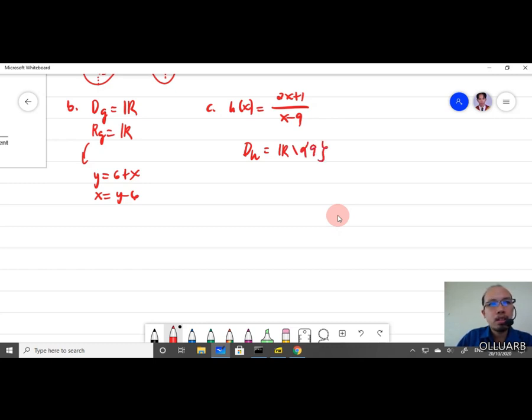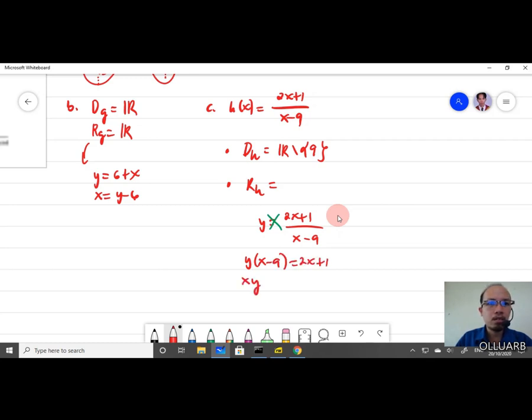Why? Notice that if you substitute 9 here, the denominator becomes 0, and a number divided by 0 is undefined. So that's how you're going to find the domain. So to find the range, r sub h, we solve for x in terms of y. So we have y equals 2x plus 1 over x minus 9. So cross multiply, and then this is y times x minus 9 equals 2x plus 1.